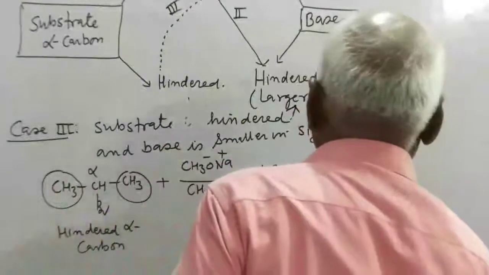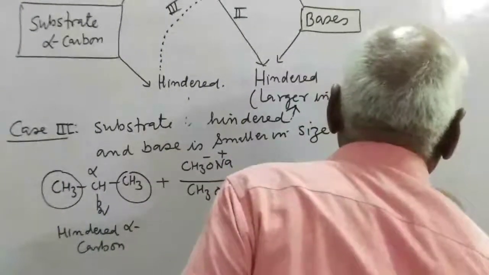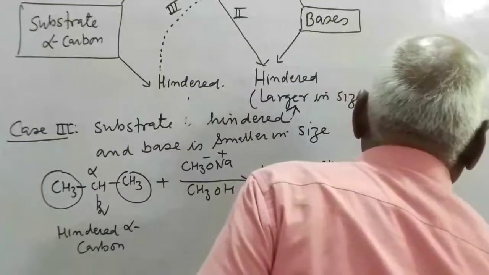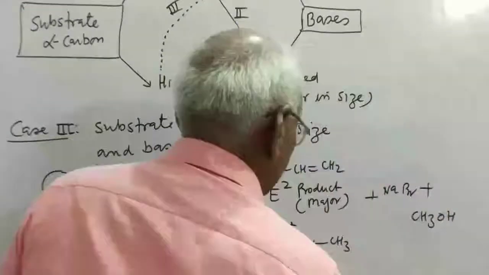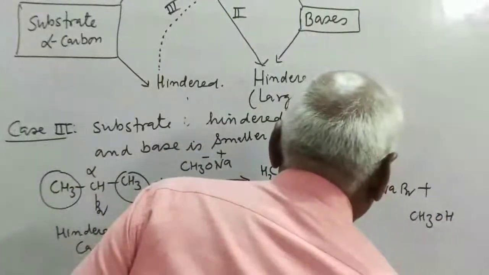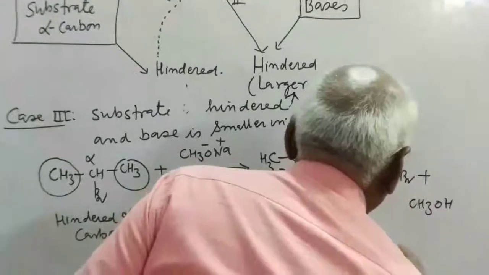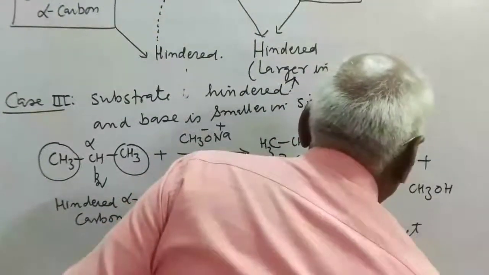Plus NaBr plus CH3OH. This SN2 product is minor. This is the minor product.